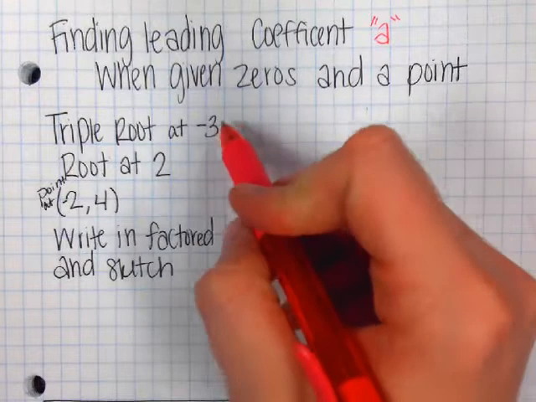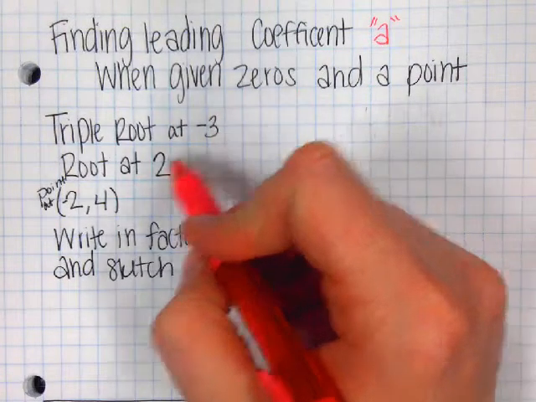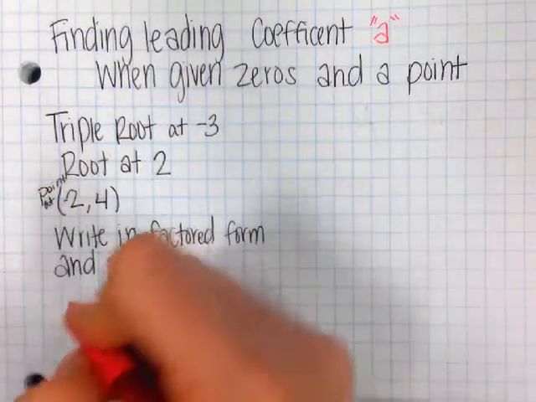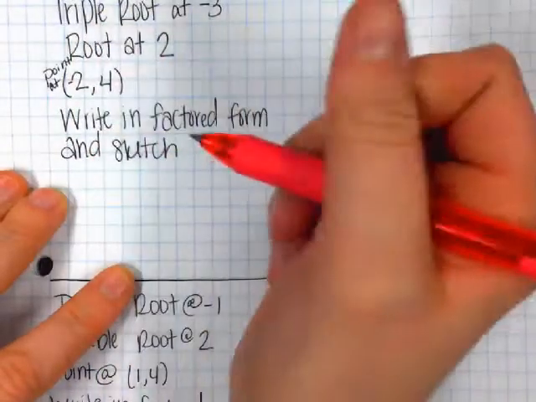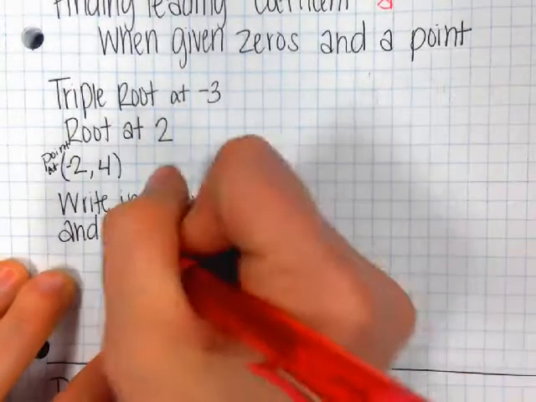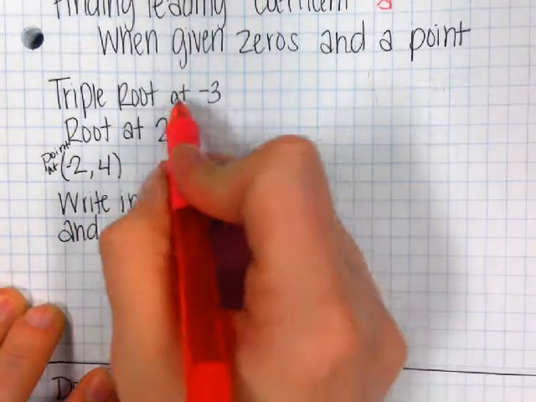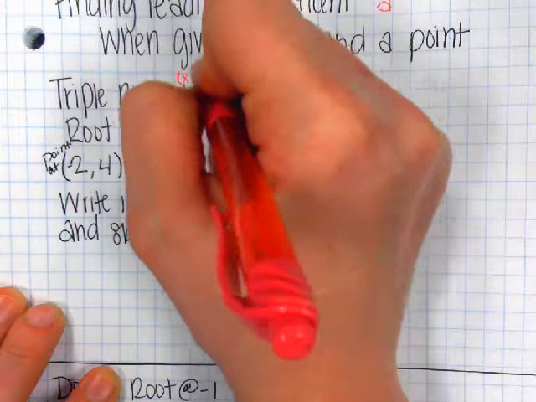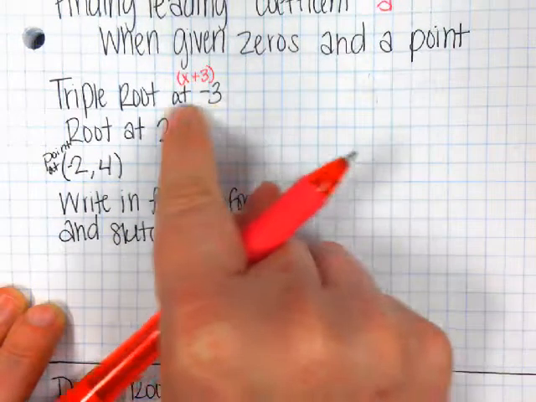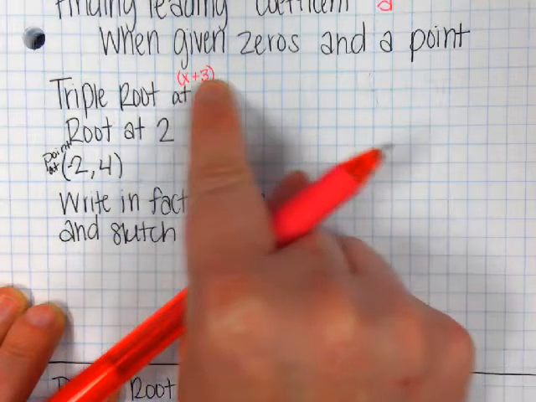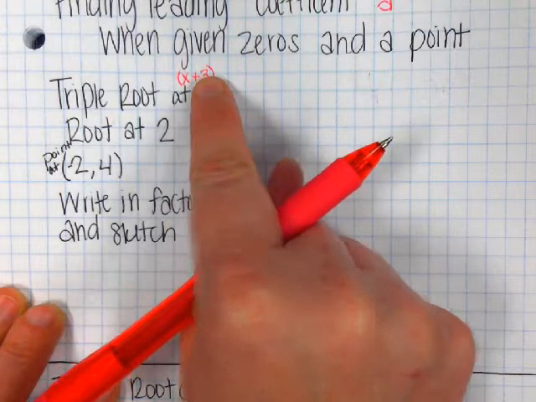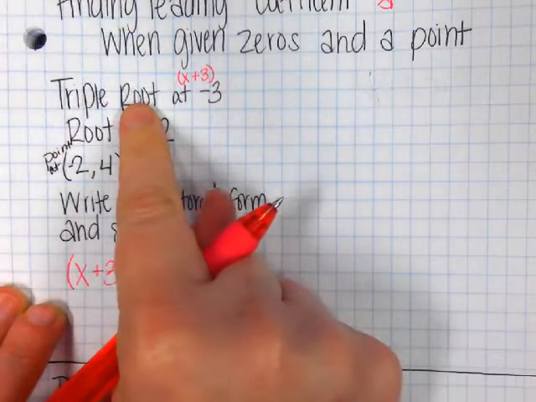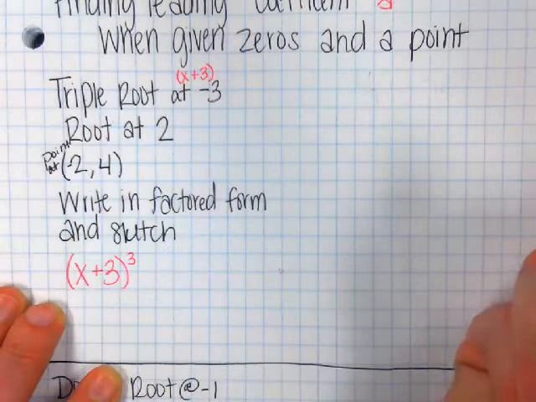So if you were to solve them all out, there would be 3 zeros at -3 and then a root at 2. So when you're finding the factored form, if I have -3 as my root, then the parentheses would have been x plus 3. Because remember, this number is what you would plug in there that would make this equation equal 0. So -3 plus 3 would be 0. So my first factor would be x plus 3. Now it's a triple root, so it needs to be cubed.